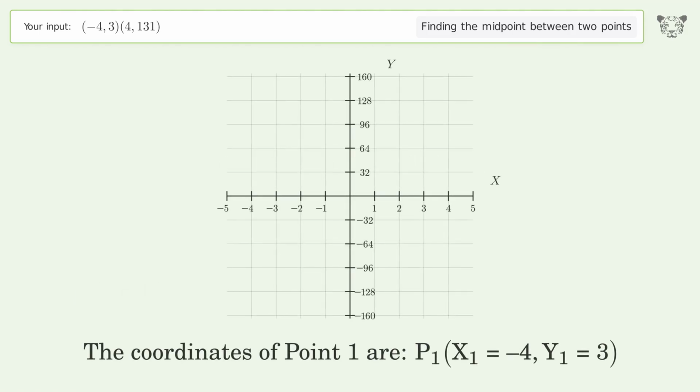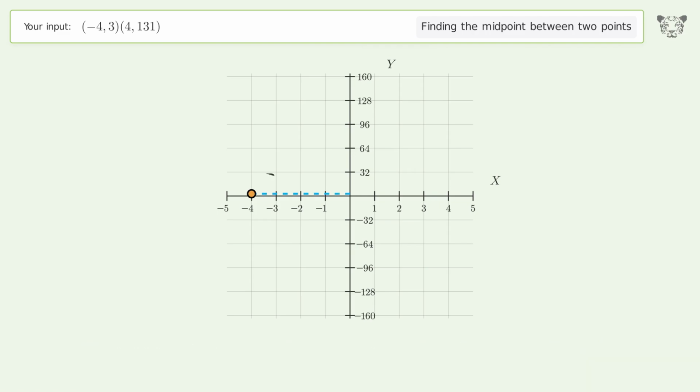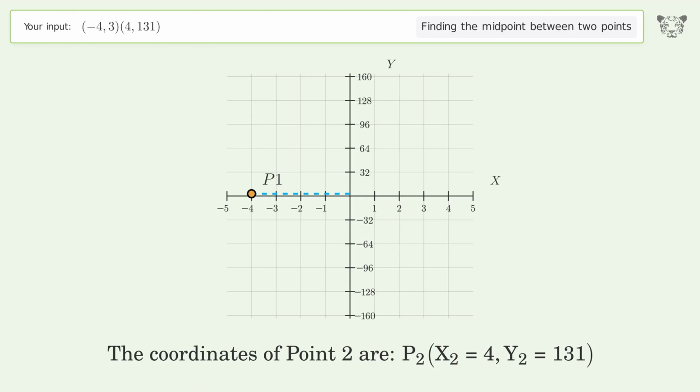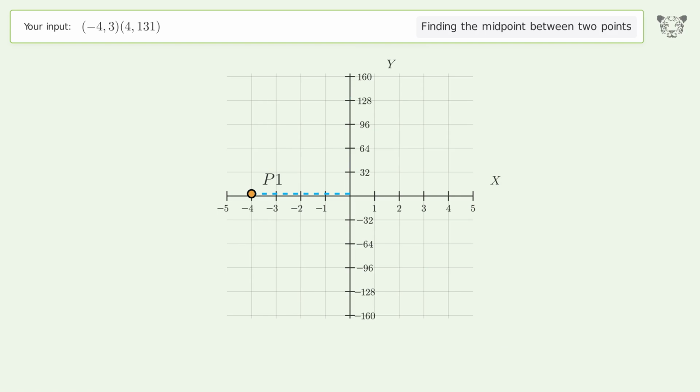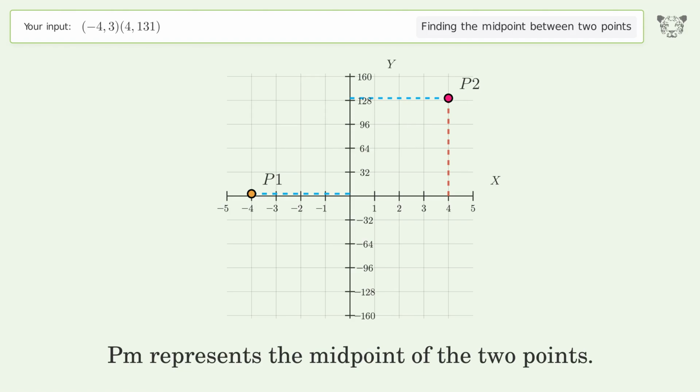The coordinates of point 1 are, x1 equals -4, y1 equals 3. The coordinates of point 2 are, x2 equals 4, y2 equals 131. PM represents the midpoint of the 2 points.